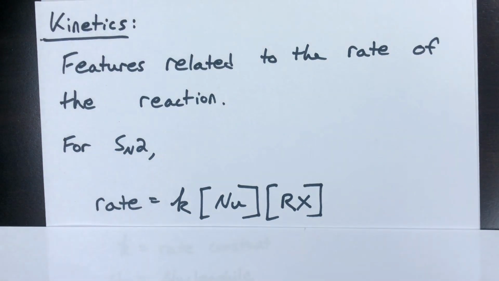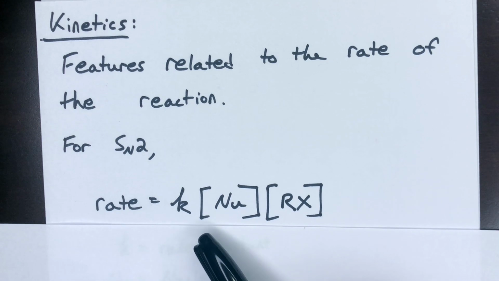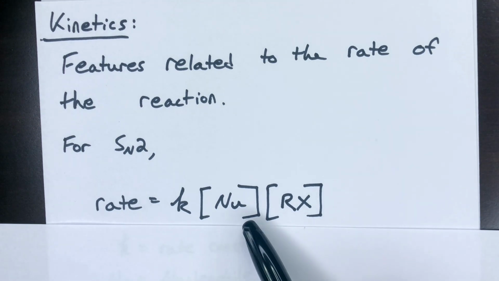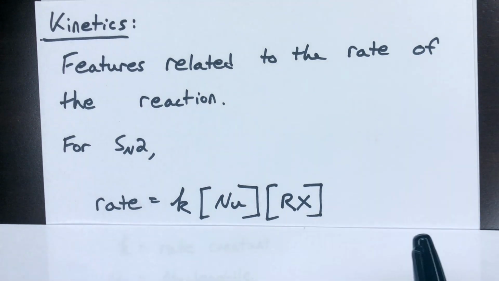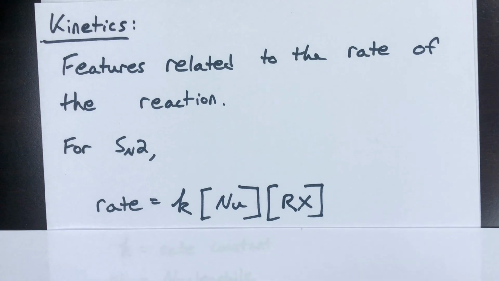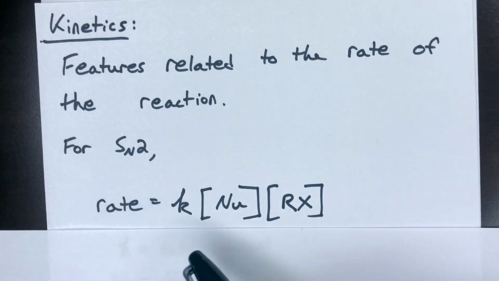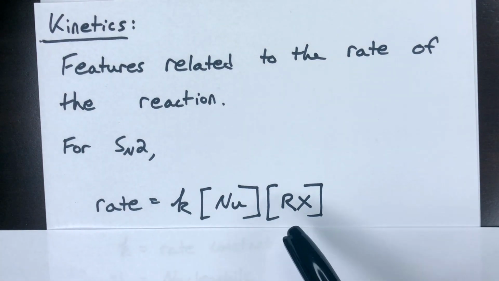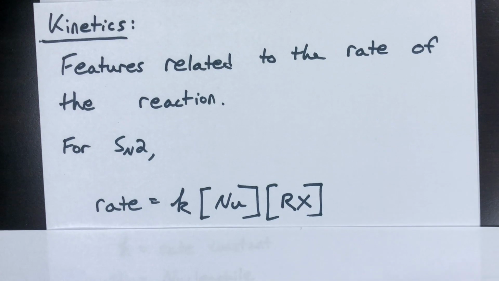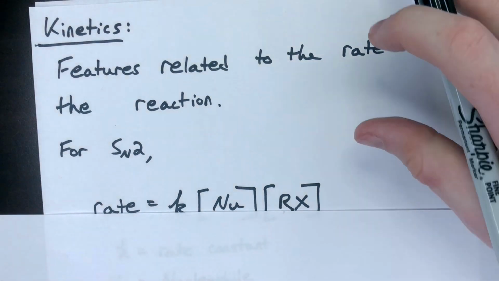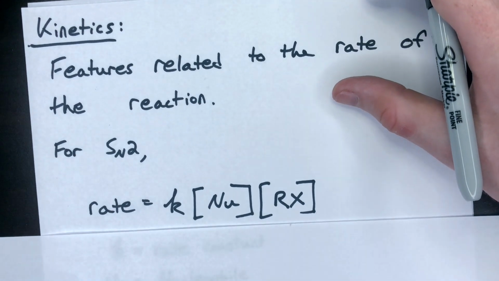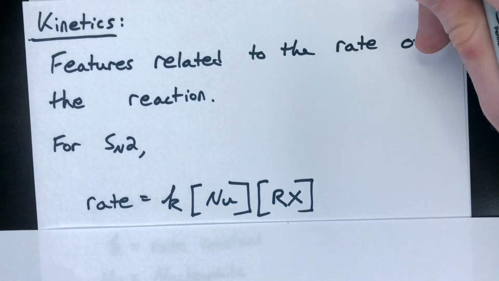So remember that the brackets mean concentration, so this will be something reported in molarity or something along those lines, some concentration. And this shows that it's bimolecular since this rate is determined by both the nucleophile and the alkyl halide. We'll see in other reaction types that it doesn't necessarily have to be bimolecular like this. This is a unique feature to SN2 mechanisms.